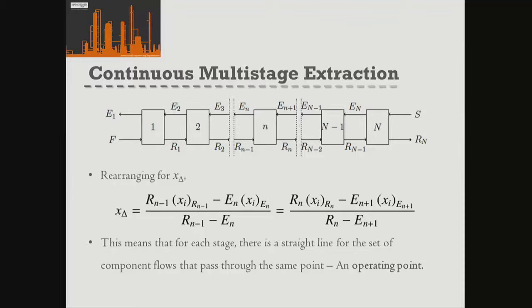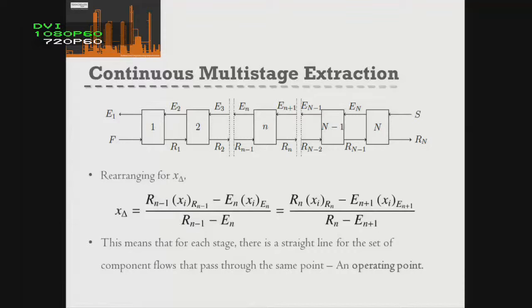As we did when we were thinking about our total mass balance for our single stage system, we were able to rearrange the expression for the mixing point to show that it's a straight line. So in this case, what we can do is we can rearrange our expression for our delta point to actually give us the same expression as a straight line.